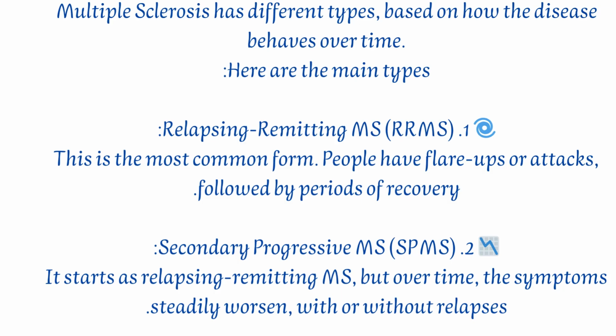Multiple sclerosis has different types, based on how the disease behaves over time. Here are the main types. 1. Relapsing remitting MS, RRMS. This is the most common form. People have flare-ups or attacks, followed by periods of recovery. 2. Secondary progressive MS, SPMS. It starts as relapsing remitting MS, but over time, the symptoms steadily worsen, with or without relapses.